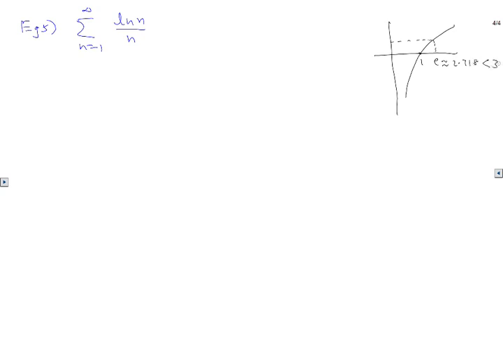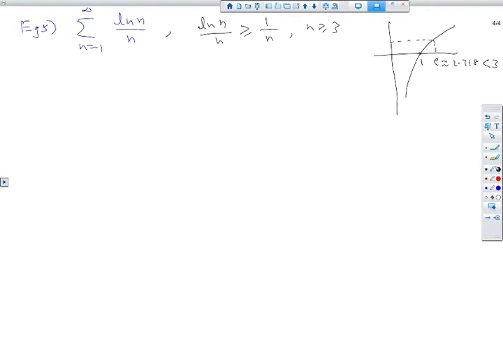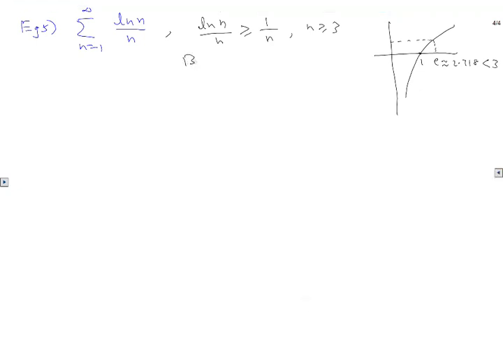So that means if n is bigger than 3, ln n is greater than 1. You notice that ln n over n is bigger than 1 over n if n is greater than or equal to 3. But you know that you can ignore the first million terms of a series. That still doesn't change the convergence or divergence. It changes the sum, of course, but it doesn't change the convergence or divergence. So this is true. But we know that sigma 1 over n diverges.